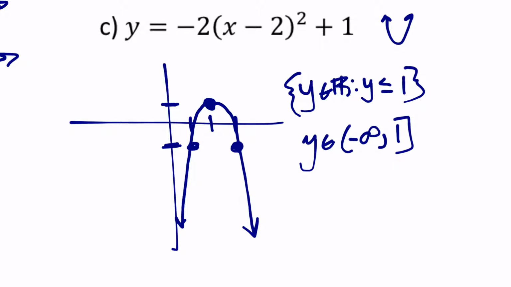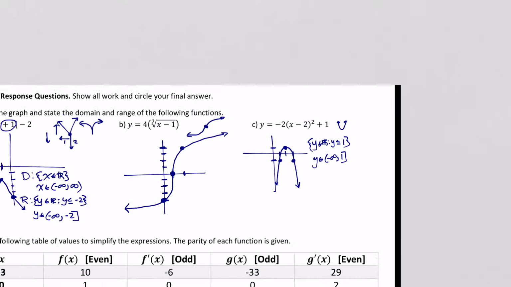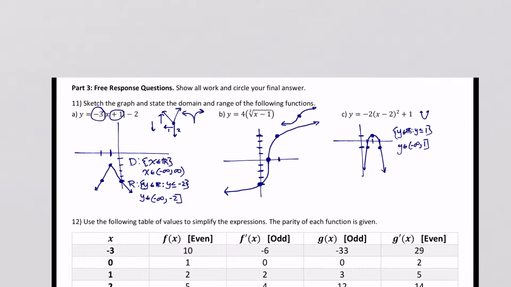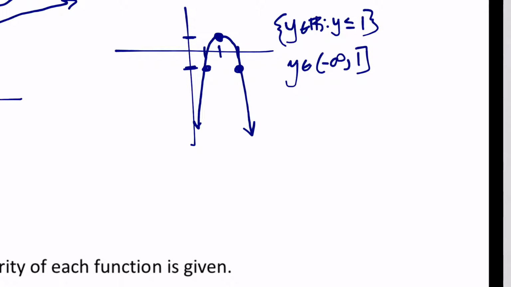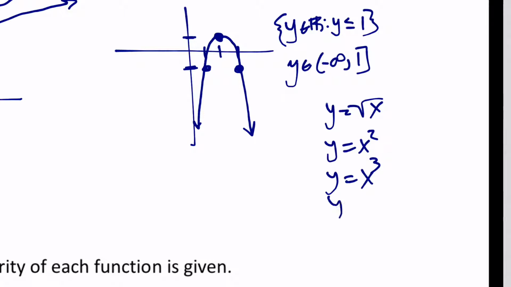This was just 3 examples of graphs you could have. None of them had reflections in the x direction, so make sure you know how to do that. You need to know the square root graph. You need to know the square graph. You need to know the cube graph. You need to know the cube root graph.